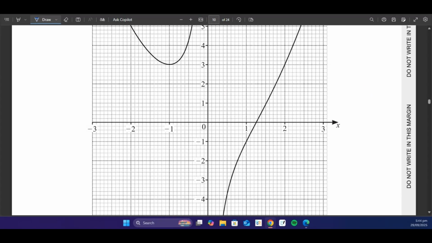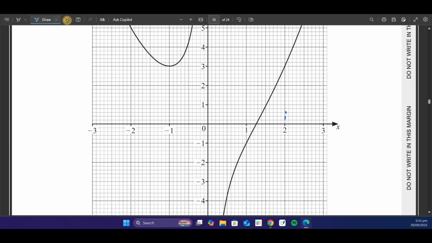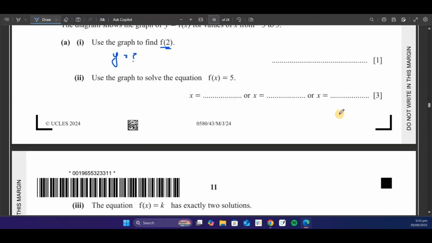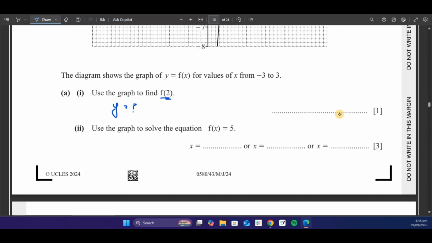So f of 2, x equals 2, would be this point over here, and this would intersect the graph at this point over here. Oh, not this point, my mistake. This would intersect the y-axis at, I suppose, this point. That would give us 3. Alright, so 3 is the value of f of 2.